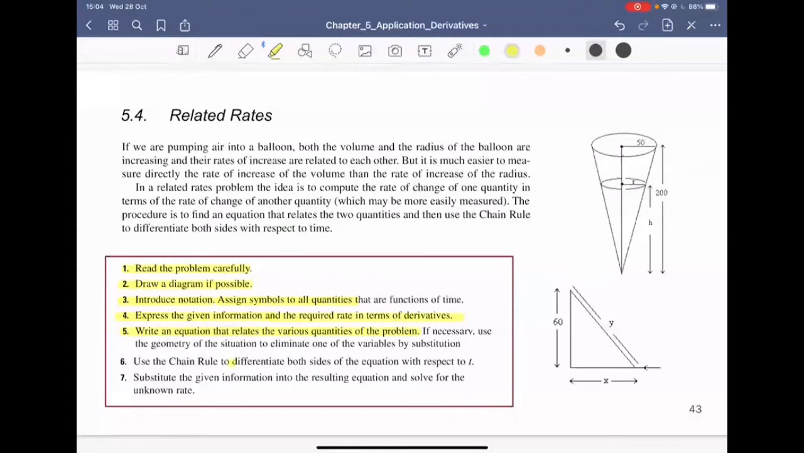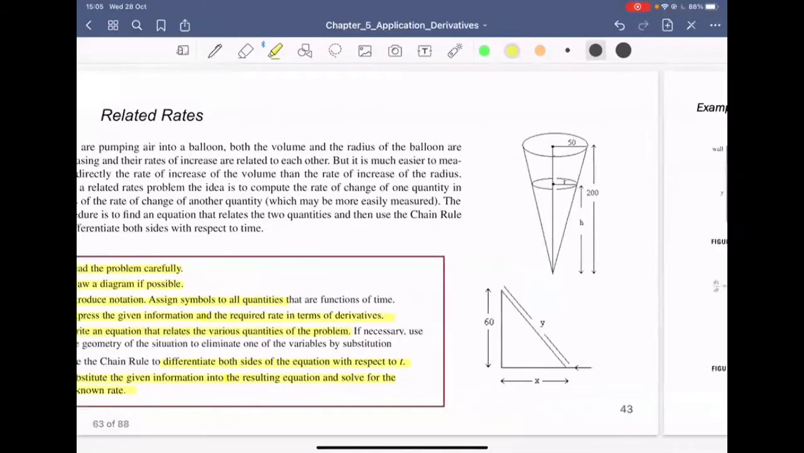So when you differentiate with respect to t, sometimes you need to use the chain rule. And then after that, you substitute the given information to solve for the quantity that you want to solve for. Here this is the theory, but these are the steps that we should do when you face a problem of related rates. I'm going to show you 3 examples, and hopefully you absorb the technique from those examples.